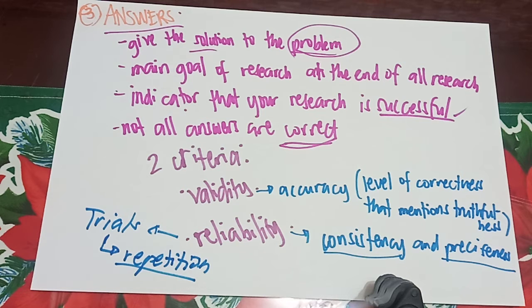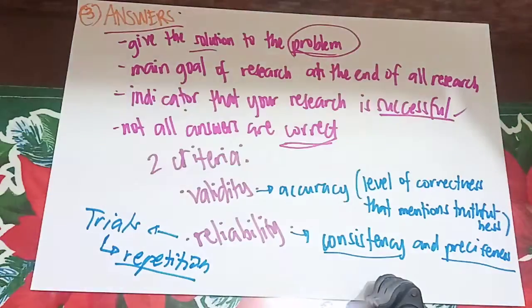Now, however, not all reliable data is valid, and not all valid data is reliable. So let us try to differentiate, or let us try to discover what we mean by not all valid is reliable and not all reliable is valid. So let's say we have this certain set of scores.